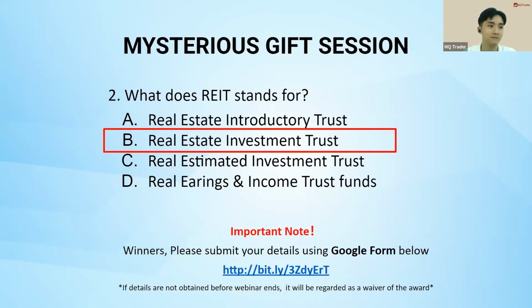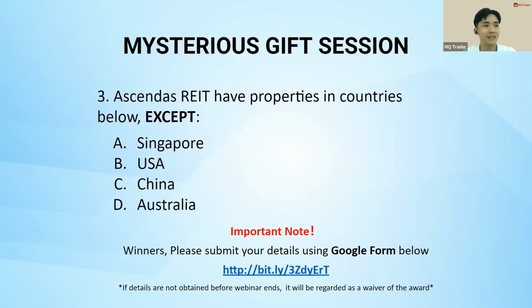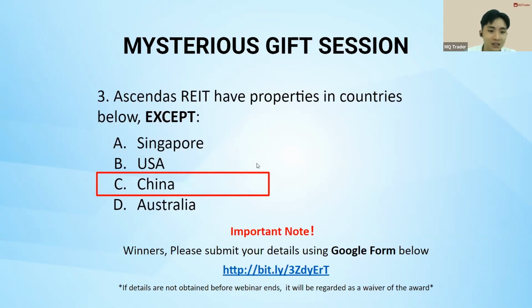So if you guys are ready, we will now move on to the last question for our mysterious gift session. For the last question, Ascendas REIT has properties in the countries below except? Wow, everyone answered very fast. Okay, the correct answer is C, China. I see some of you answered incorrectly. So never mind. For our last question, the winners are Lee and Edward.